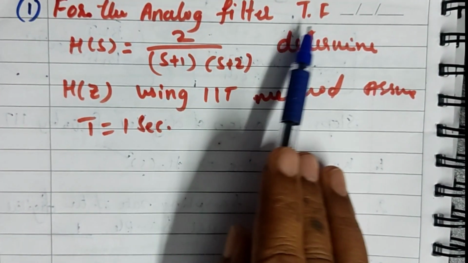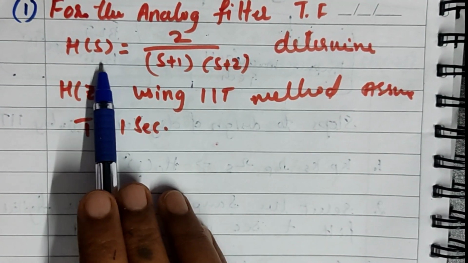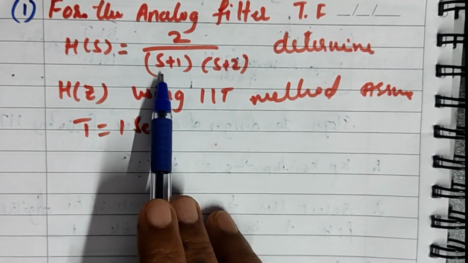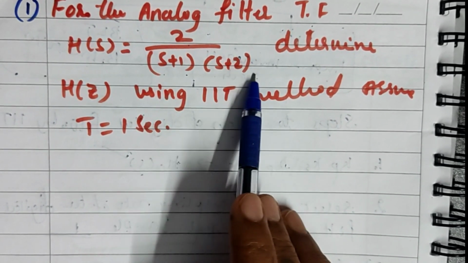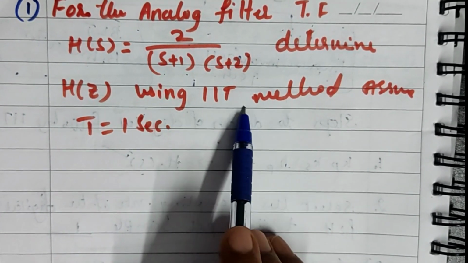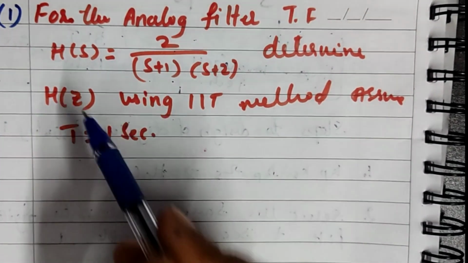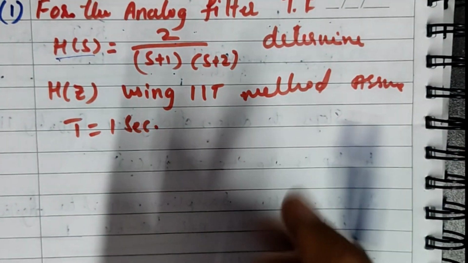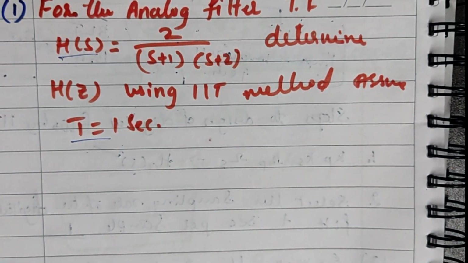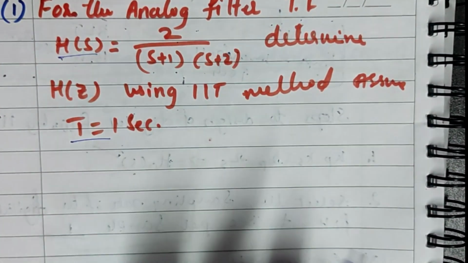For the analog filter transfer function H of S is equal to 2 divided by S plus 1 into S plus 2, determine H of Z using the IIT method. Assume T is equal to 1 second. They have already given the transfer function and the sampling rate as well. So now directly we have to apply this IIT method.